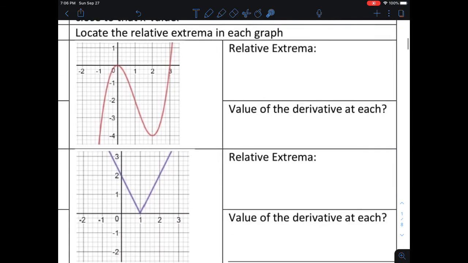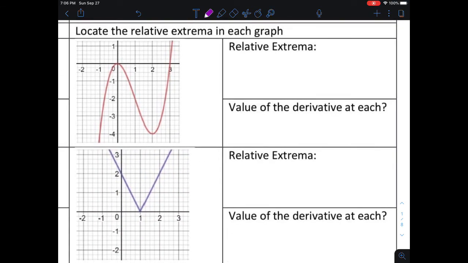Now let's look at this graphically. Identify the relative extrema from the graph. I have a relative max at x is equal to 0, and a relative minimum at x is equal to 2.